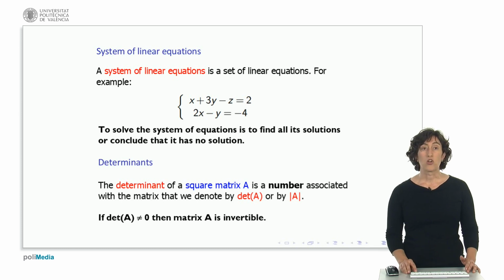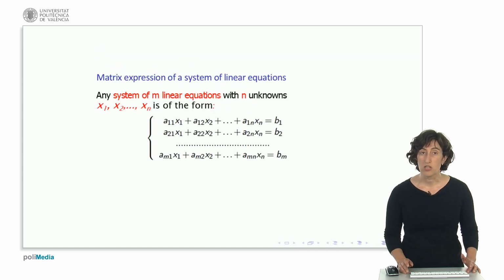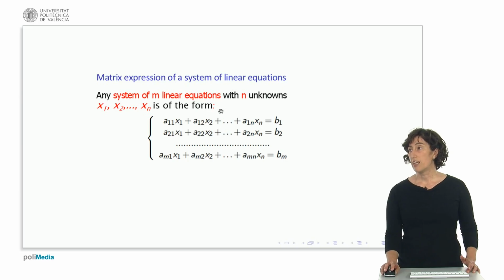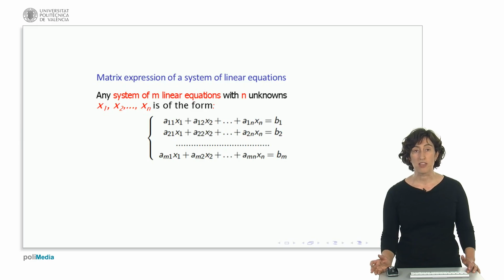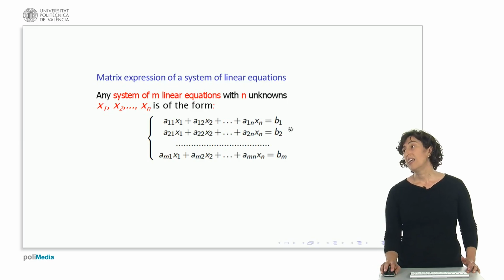Well, after remembering this, we return to linear equation systems, and we have that a system of m linear equations with n unknowns x1, x2, ..., xn has this shape. First equation, second equation, up to the m-th equation, with unknowns x1, x2, ..., xn. The a11, a21, a22 and so on are the coefficients of the system, and the b1, b2, ..., bm are the independent terms.